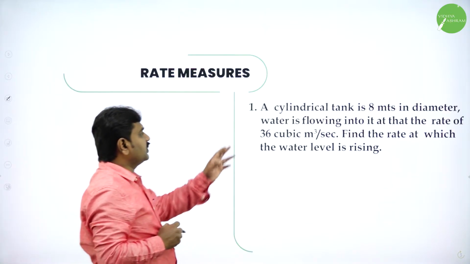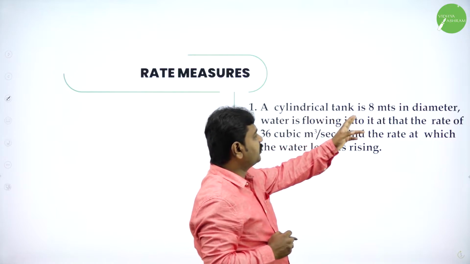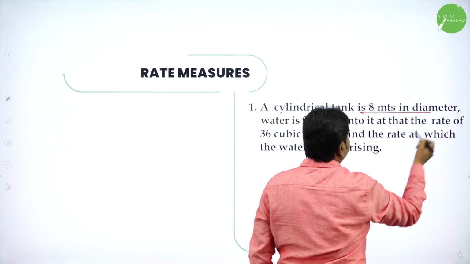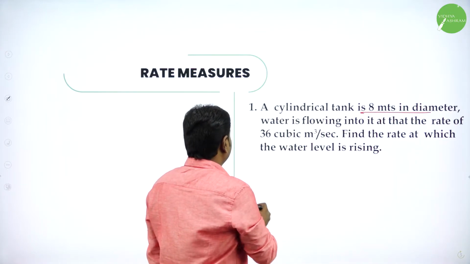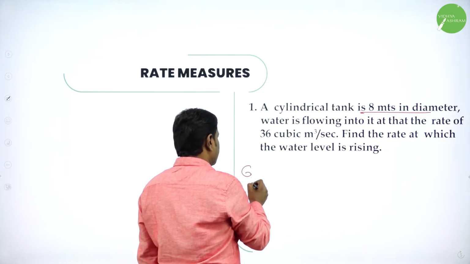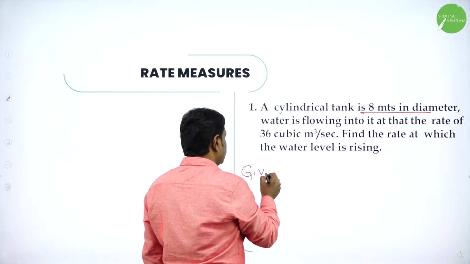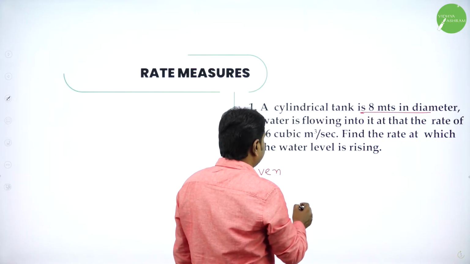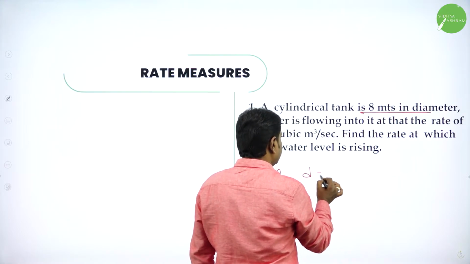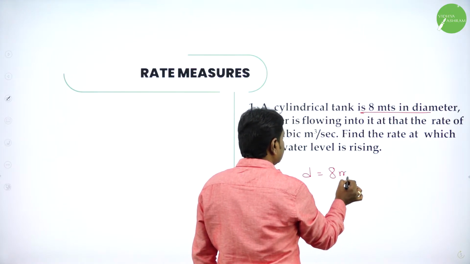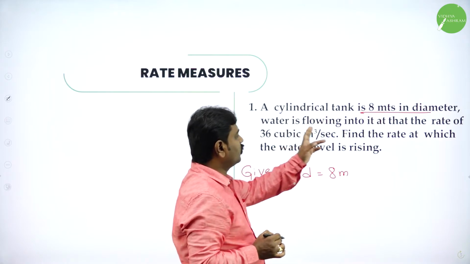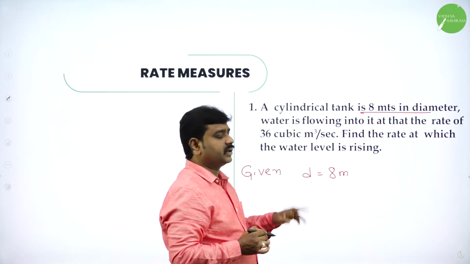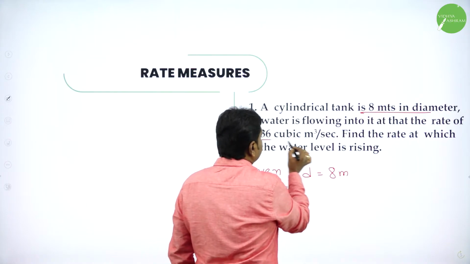So first question: a cylindrical tank is 8 meters in diameter. So they are talking about a cylindrical tank, they told 8 meters in diameter. So first, always to solve the problem, write what is given. What is given? They are talking about a cylindrical tank, they gave the diameter. What is the diameter given? 8 meters. And water is flown into it at the rate of 36 cubic meters per second. Please read it. Water is poured into it.